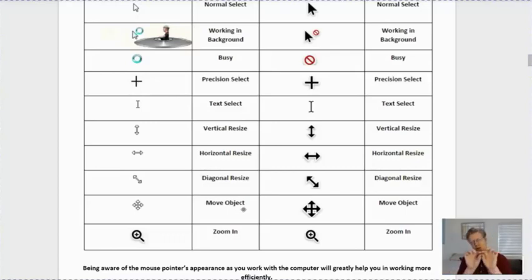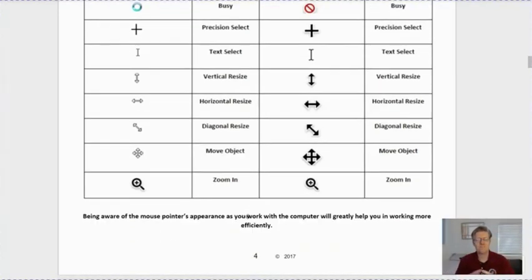The next one we have looks like a cross with little arrows on it. That's the move object. That allows you to take an object and move it to the next page or to someplace else within the text, such as a picture or a table.